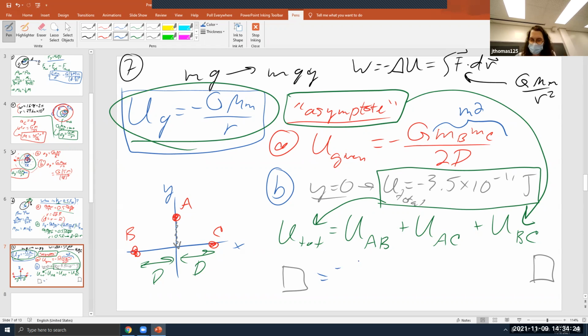So for each of them, you'll have negative G m sub A times the m you found in part A over the distance from the origin to each of the masses, which is just d. And so you just have 2 of these, m sub A times m over d. Make sure that you have negative signs on the numbers that you plug in here. And you can combine these 2 together. You just have 2 GMm over d. And then you can solve from there for the mass of particle A.